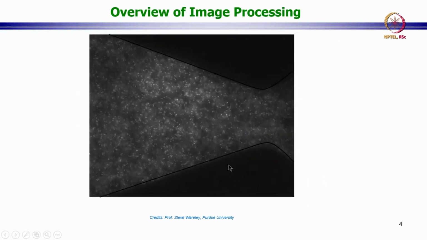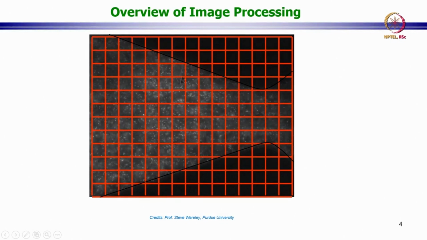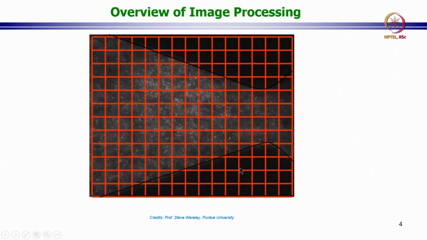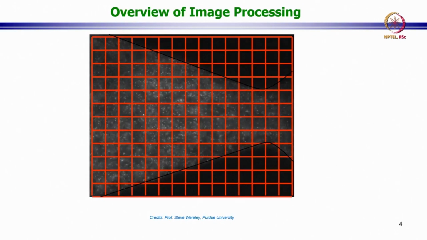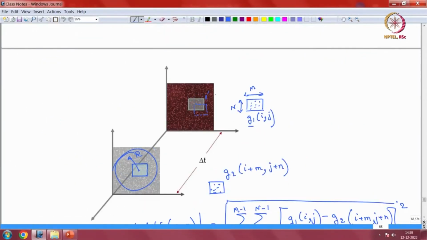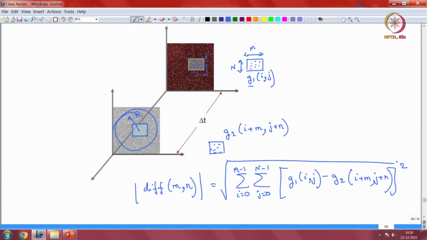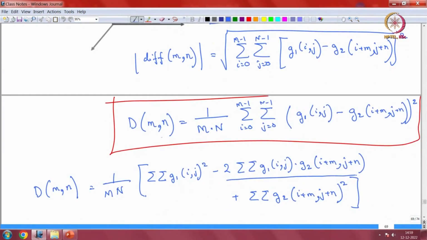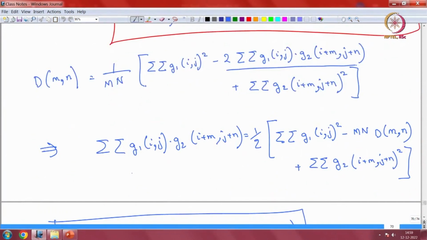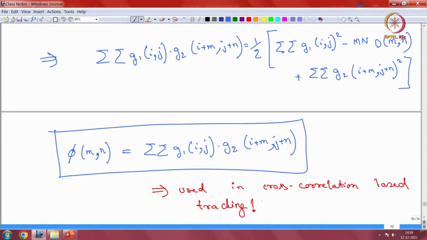And then we discussed the overall idea of how we'll break this up into grid points, and then we will choose small windows and then see where the window moves in the corresponding image. And going back to our discussion, we discussed in detail some of the formulas that are used, and I talked about the MQD method and also the use of the cross correlation based tracking. You can use either of the two, but most softwares today implement cross correlation based tracking.